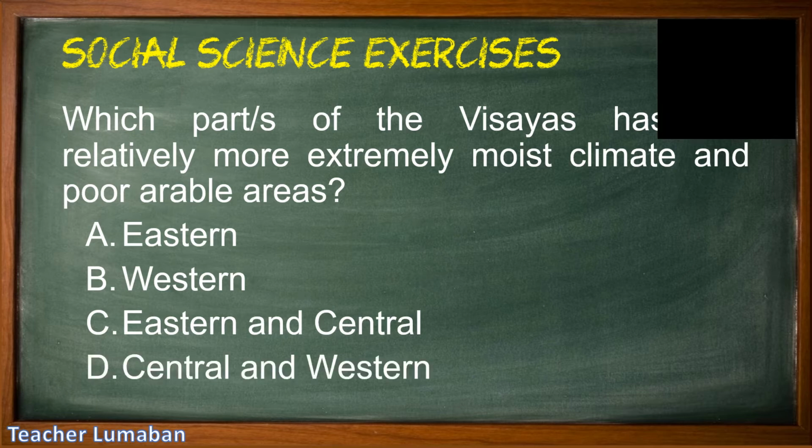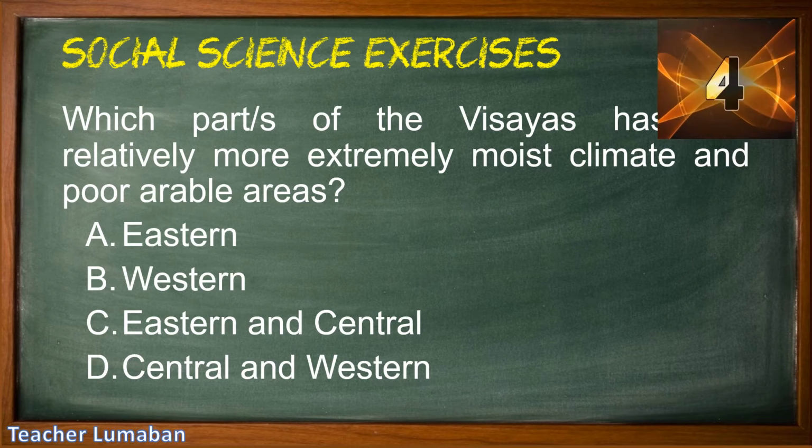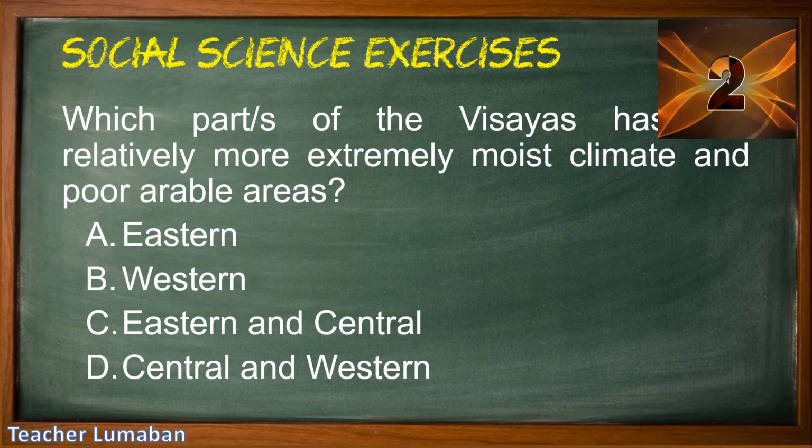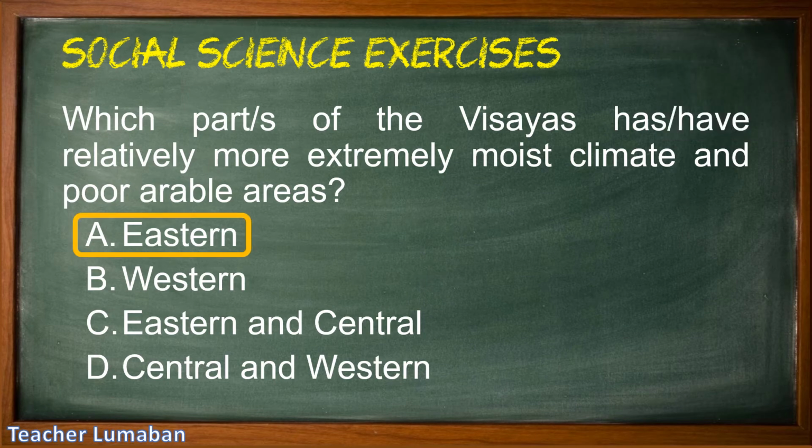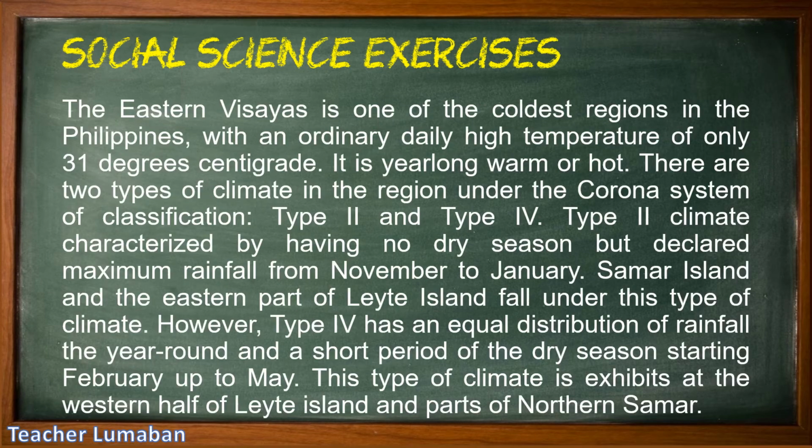Please choose the suitable answer to the following choices in 5 seconds. 5, 4, 3, 2, 1. The correct answer is letter A, Eastern. The Eastern Visayas is one of the coldest regions in the Philippines, with an ordinary daily high temperature of only 31 degrees centigrade. It is warm or hot year-long.